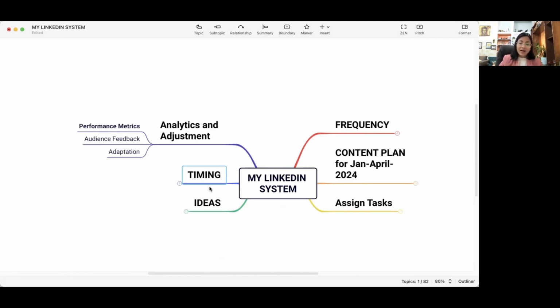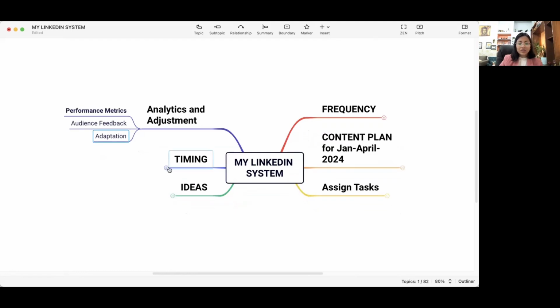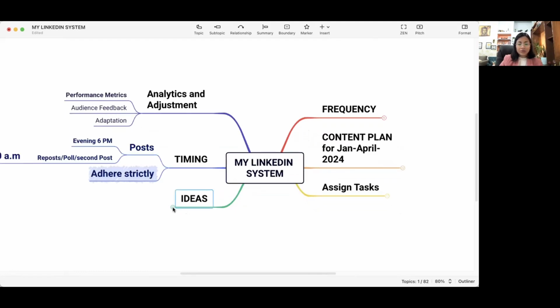And finally, I love to have this branch called analytics and adjustment. Here, what I do is, I try to capture the performance metrics, the audience feedback through comments, through DMs, whichever way they would like to give their feedback. And based on that, I can always adapt my posts, my articles, my stories, what kind of content people want to see. Accordingly, I can always adapt based on the feedback. So if you see, it's a simple, let me just open up this.